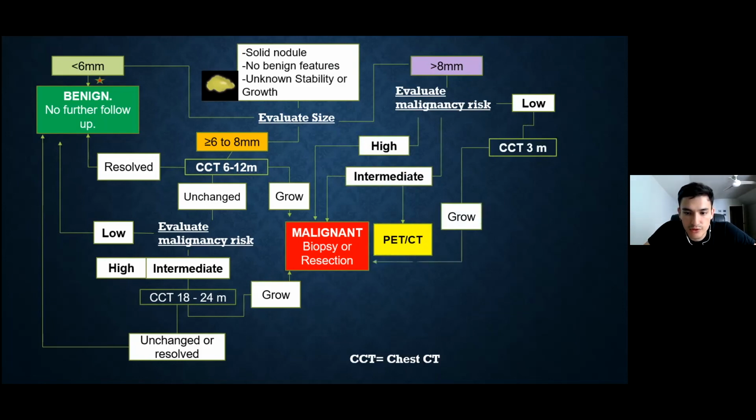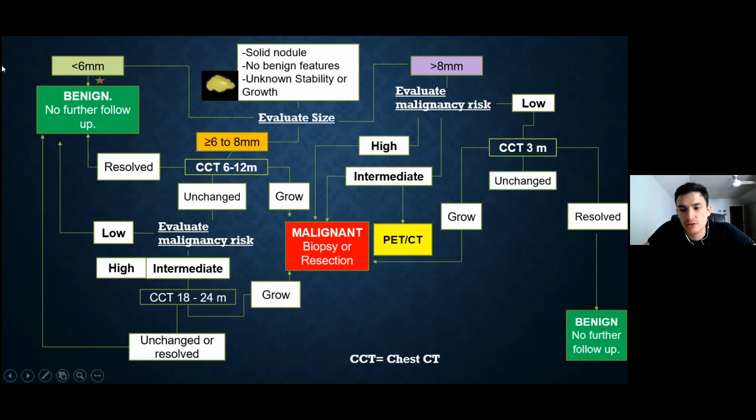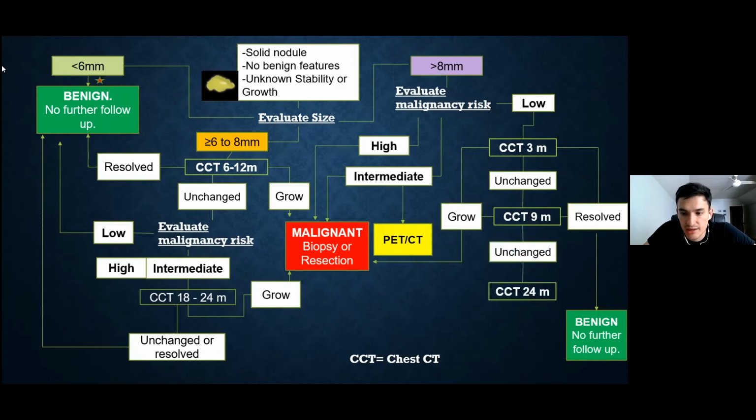If the nodule grows, it's considered malignant. If the nodule is resolved, then it's considered benign. If the nodule is unchanged, then another chest CT at 9 months is indicated, and it follows the same pattern. If it grows, biopsy or resection. If it resolves, no follow-up. If it is unchanged after 9 months, then another chest CT at 24 months, the same principle. And if after 2 years the nodule is unchanged, then it's considered benign and no further follow-up is indicated.